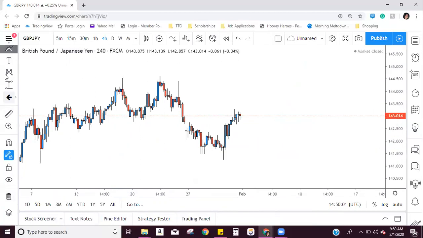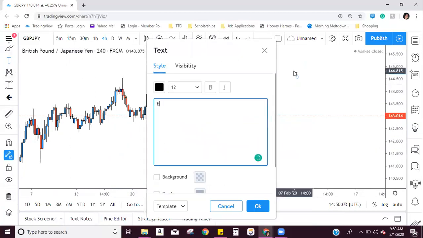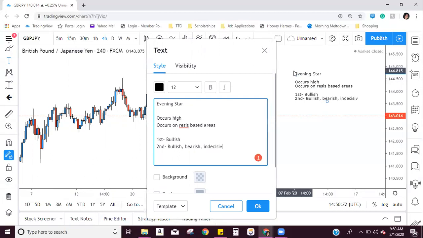An evening star, what I kind of already told you, is just the opposite. An evening star is what happens when you're going to sleep. An evening star occurs high, on resistance-based areas. Okay, there's three phases, three candlesticks as well. The first one is going to be bullish. The second is going to be bullish, bearish, or indecisive.